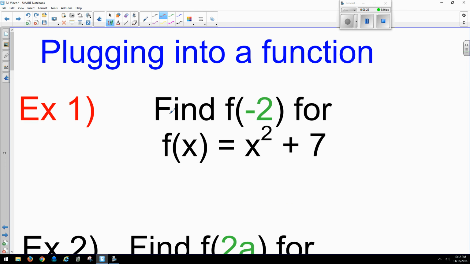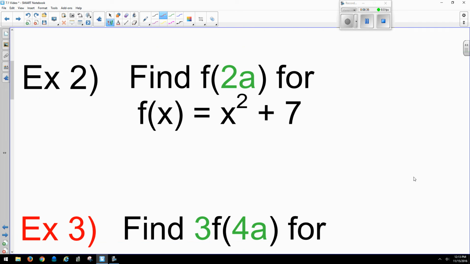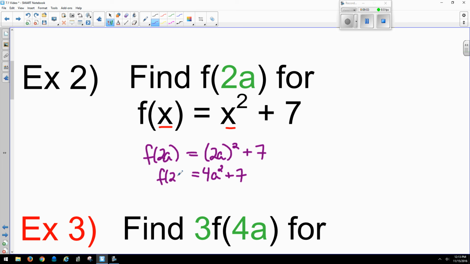So now we get into this. This is Algebra 1 stuff, so I'm hoping you remember this. I'm going to let you try the easiest one on your own. Figure out what f of negative 2 is, and I'll go ahead and do number 2. If you remember, we take everything that's in the parentheses and substitute it everywhere we see x. So f of 2a is equal to 2 times (2a) squared plus 7. And (2a) squared is 4 times a squared, so we get 4a squared plus 7, and that's all we're looking for.